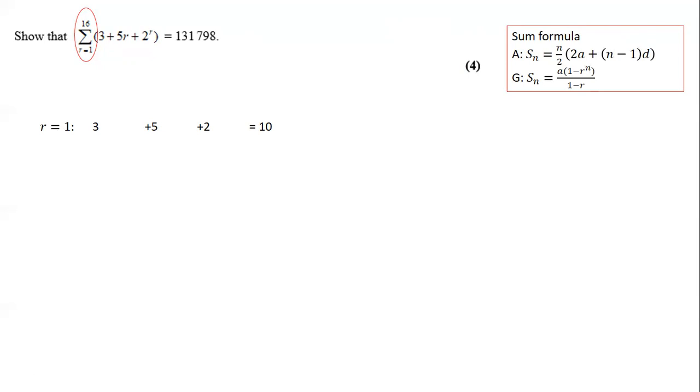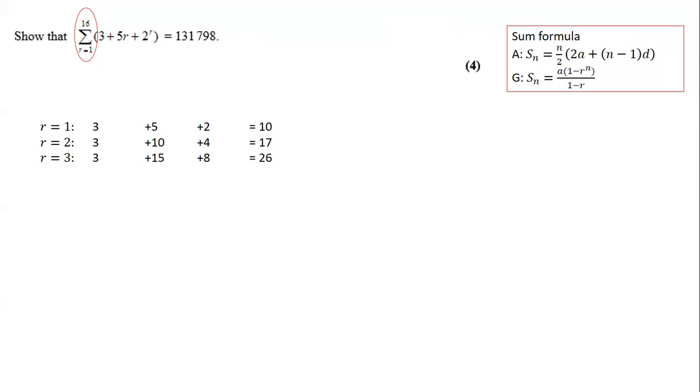So what I'm trying to do is see if there's a pattern. When I sub in r as 2, I get 3 plus 10 plus 4, and that equals 17. And when I sub in r as 3, I get 3 plus 15 plus 8, and that equals 26. So if I look at the totals at the end, the 10, 17, and 26, I can't really see a pattern there. That's not arithmetic, it's not geometric, so I can't really do anything with those end numbers.